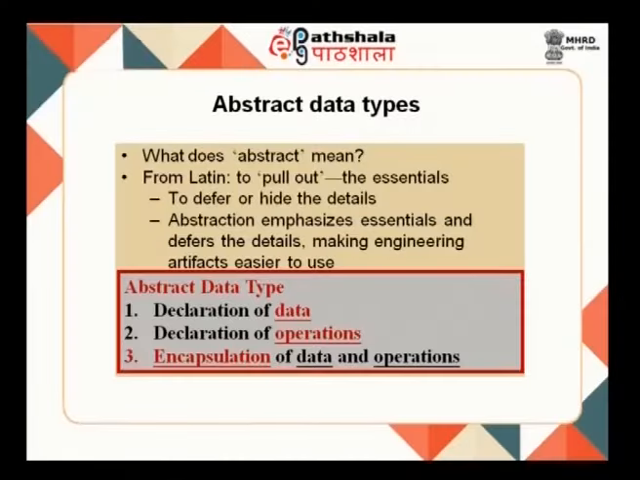So, since this module is basically about abstract data type, what does abstract mean? It comes from the Latin word to pull out the essentials, that is you are only going to talk about the essentials, and you are going to hide the details. Abstraction emphasizes essentials and defers the details, making engineering artifacts, that is these data structures, easier to use. An abstract data type has a declaration of data, a declaration of what operations are possible, and an encapsulation of the data and operations in a single syntactic unit.